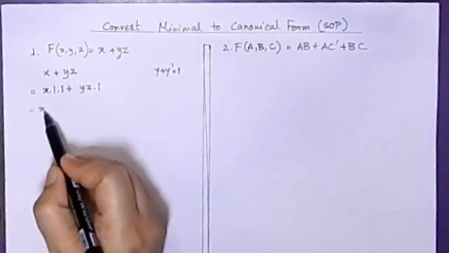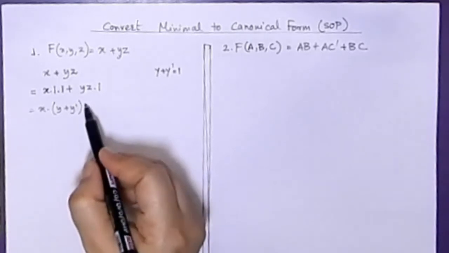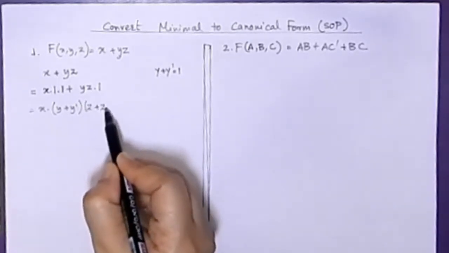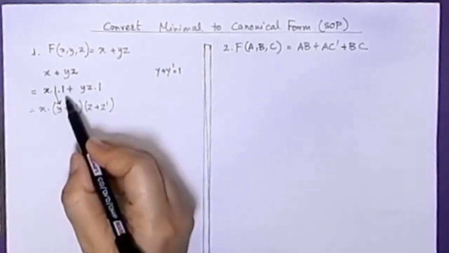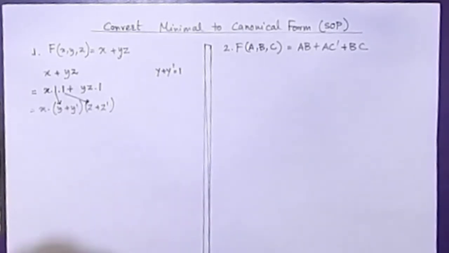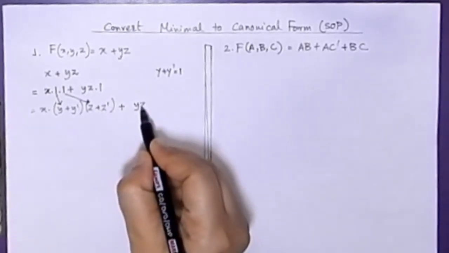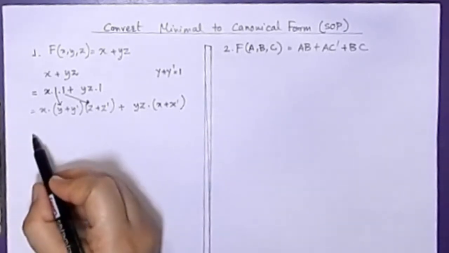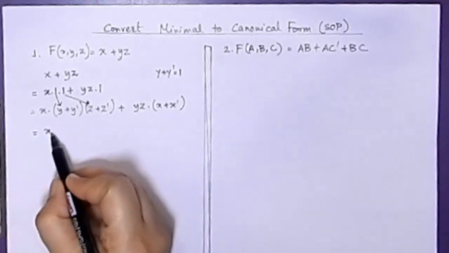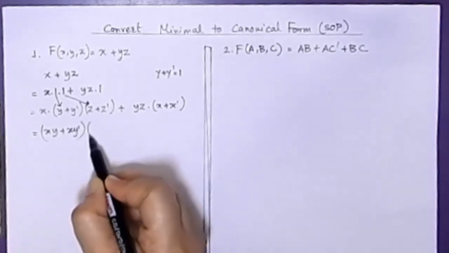So in the first term, I will write y plus y dash and z plus z dash. So this one has been replaced by this expression and this one has been replaced by this expression. So in the second one, yz, and this will be x plus x dashed. Now I'm going to use distribution law to expand the terms.